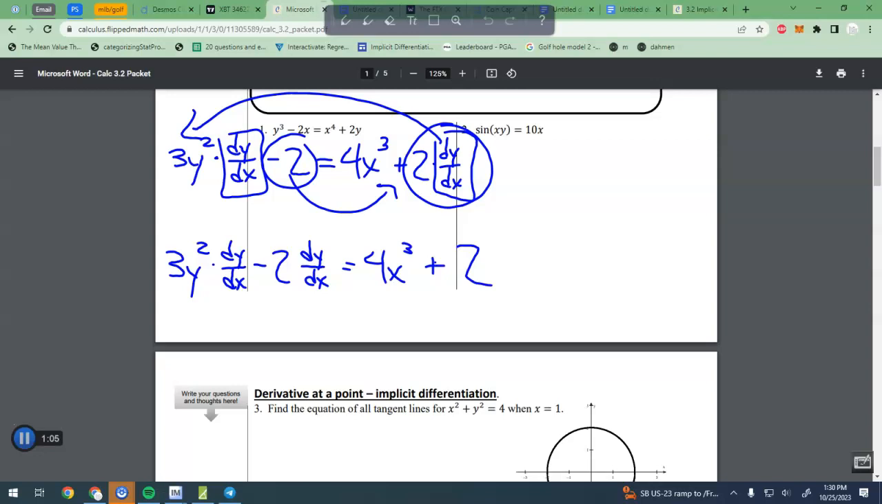I want dy/dx by itself. How can I get it out of these two things? What's that called? Un-distributed factoring. So dy/dx, if I pull that out, I get on the inside 3y squared minus 2.